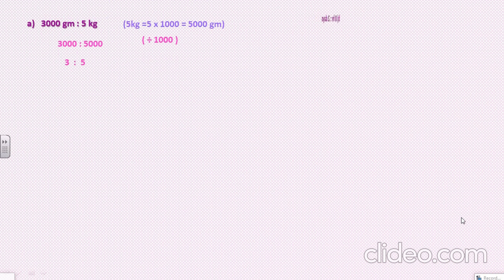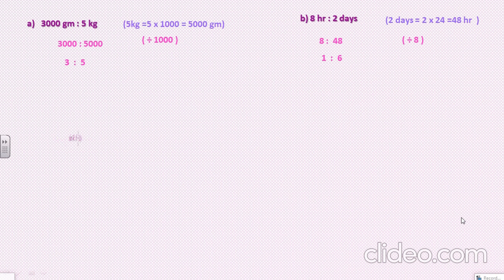The second question, 8 hours and 2 days. And here, days is the bigger unit. So let's convert days to hours by multiplying by 24. So 2 times 24 equals 48 hours. Now both of them are hours, 8 and 48. Divided by 8, the answer will be 1 to 6, and this is the simplest form.